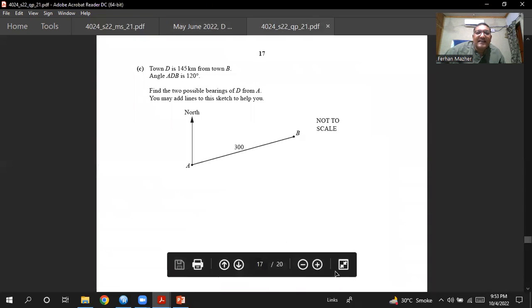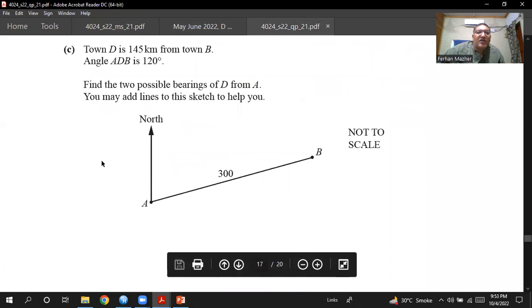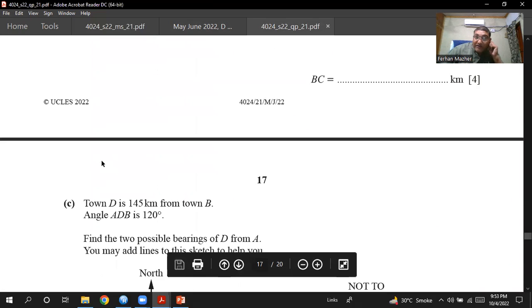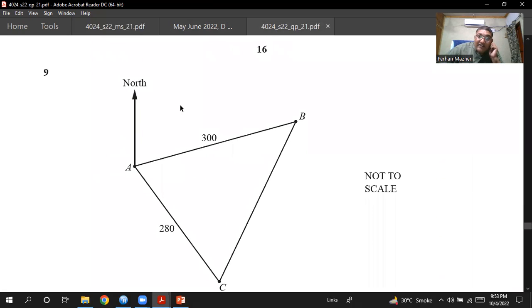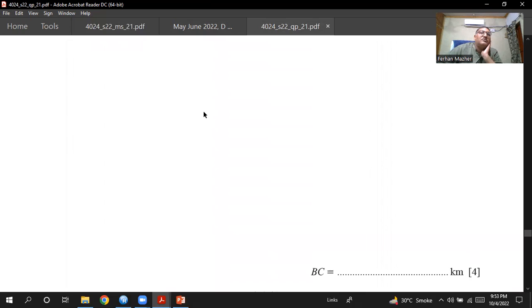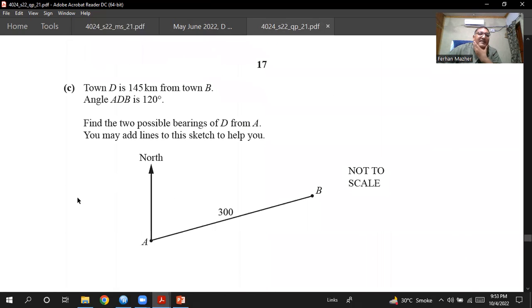Then he says that town D is 145 kilometers from town B. So they are actually talking about this. The angle ADB is 120 degrees. Find the two possible bearings of D from A. You may add lines to this sketch to help you.